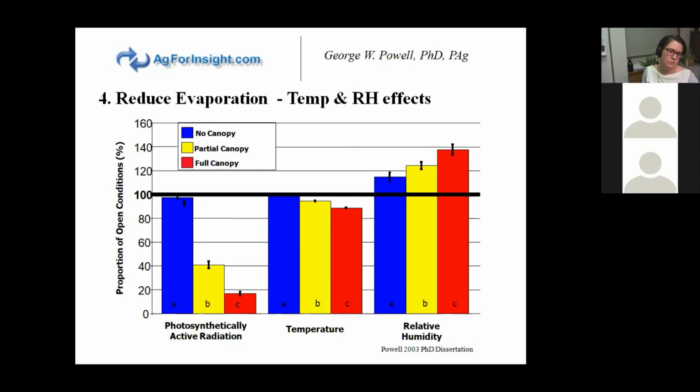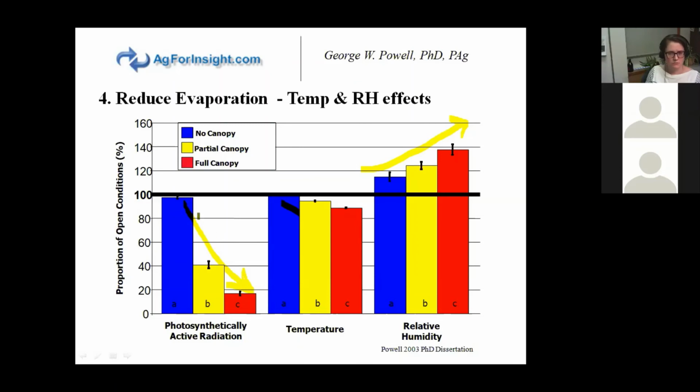But you can see between these three treatments, with no canopy, you get an exponential decline in photosynthetically active radiation. So that's the fraction of the sunlight that is actually used by the plants to generate sugars, energy. So it's what it can capture. You also see a decline in temperature and an increase in relative humidity. The temperature and relative humidity phenomena act to conserve moisture, which is a benefit to crop production.